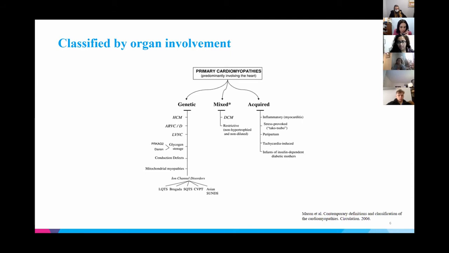This was the classification in 2006 based on organ involvement. So this was classified as primary cardiomyopathies, which primarily involve the heart, and then secondary cardiomyopathies, which is on the next slide, which I'll show you. And then under primary cardiomyopathies, they divided up between genetic causes and acquired causes, and then mixed, where it could be both. So these are similar things, hypertrophic cardiomyopathy, ARVC, dilated cardiomyopathy under mixed, just classified in a little bit of a different way.